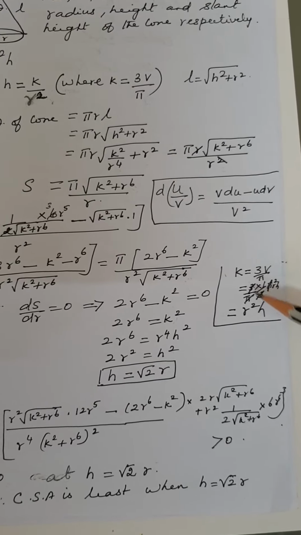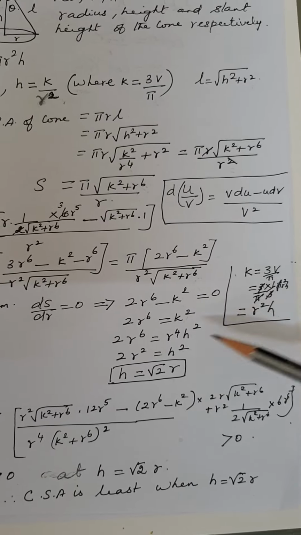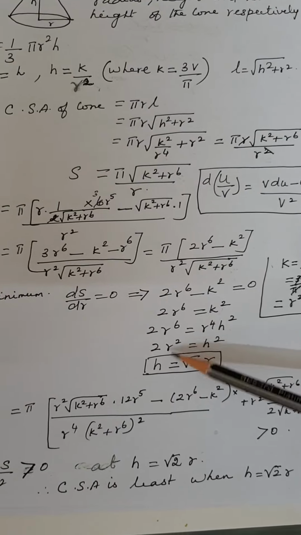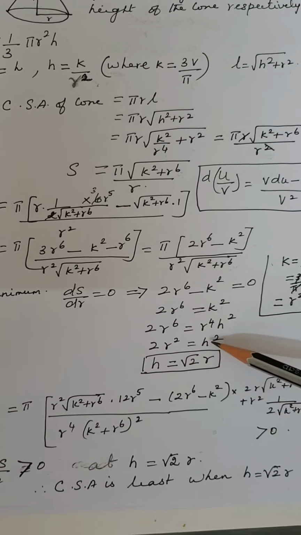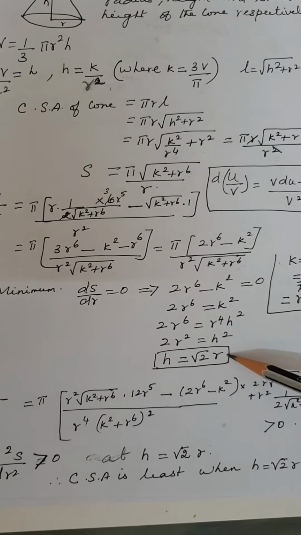So when you substitute, k is equal to r squared h. So when you substitute this k value here, we get r power 4 h squared. So when you cancel, 2r squared equal to h squared. So h is equal to root 2 into r.